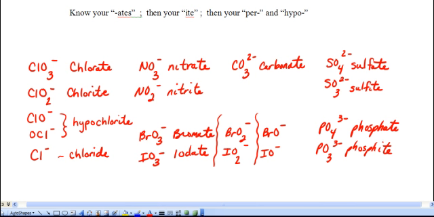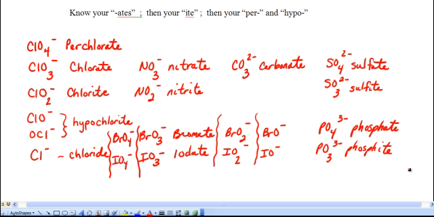Now, in some cases, we'll add oxygen back on. So if we go back up to chlorate and add one more oxygen so that it's ClO4 minus, when you add extra oxygens, you give the prefix per. So instead of being chlorate, this is called perchlorate. And similarly, we could have BrO4 minus, which would be perbromate, or IO4 minus, which would be periodate.